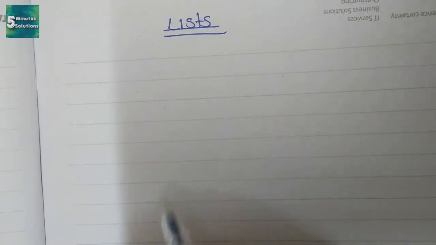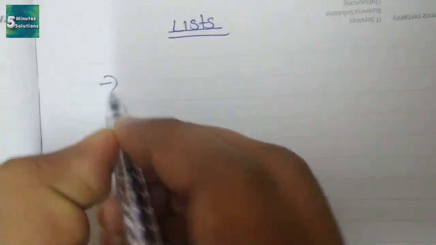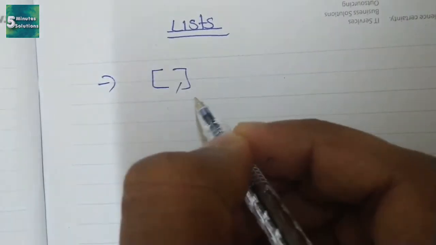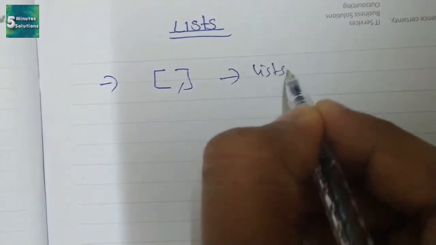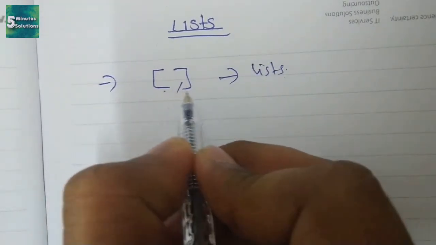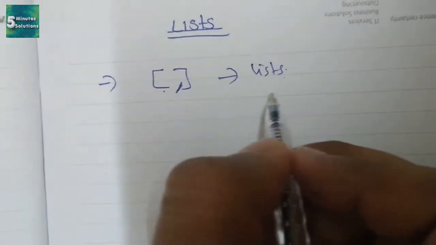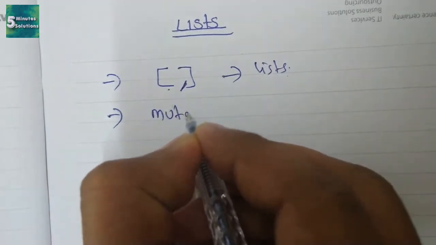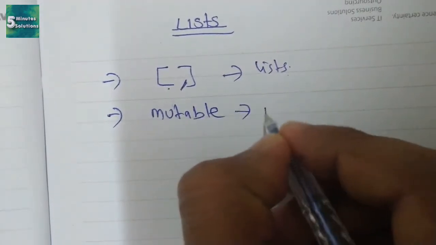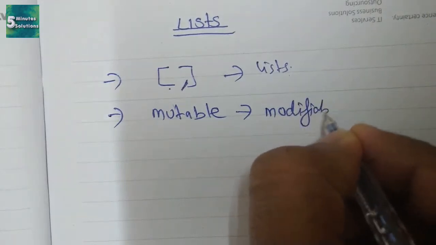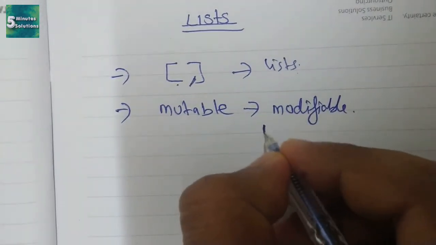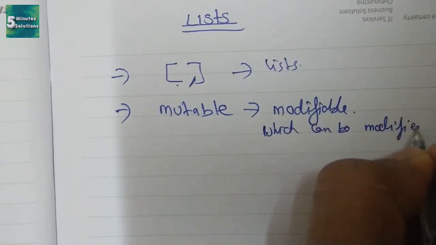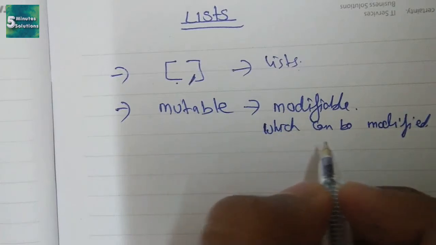Today's topic is lists. First of all, anything that is defined in square brackets and separated by commas is a list. And second, a list is mutable. Here mutable means modifiable, which can be modified. We can modify the values in a list whenever we want.